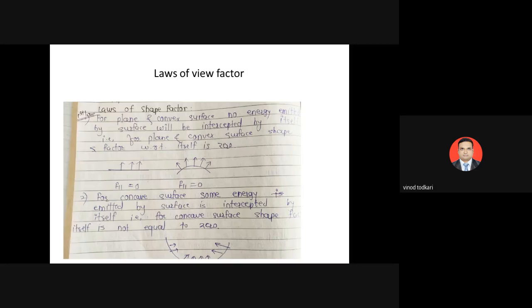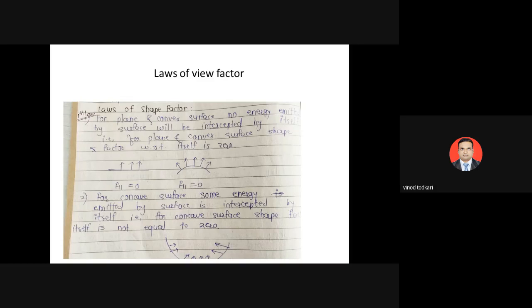Okay. So there are some laws of the view factor. What is the first law of view factor? For plane and convex surfaces, no energy emitted by that surface will be intercepted by itself. So the shape factor with respect to itself will be 0. It is also called self view factor. What is self view factor or shape factor with respect to itself? F11, F22, F33. What is F11? Fraction of energy emitted by one which is intercepted by one.